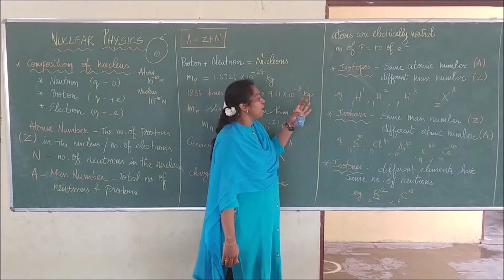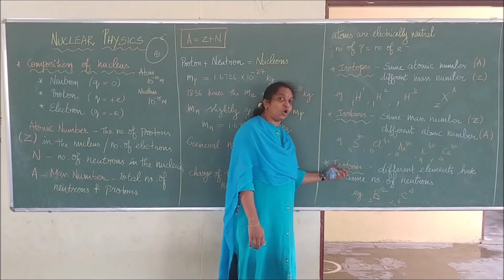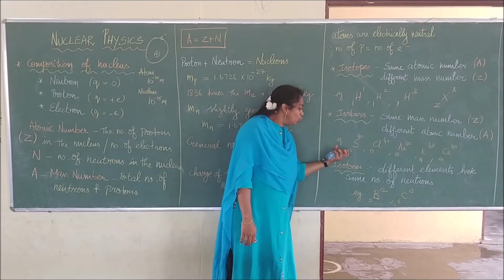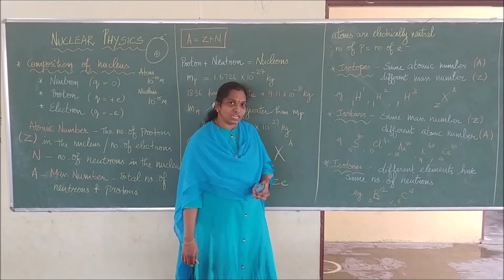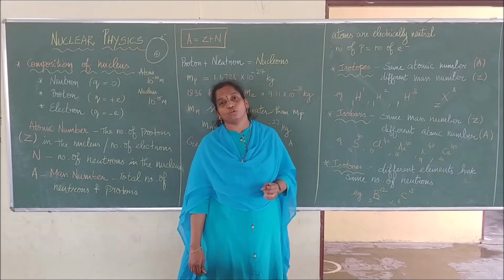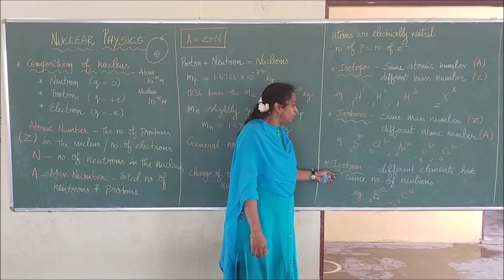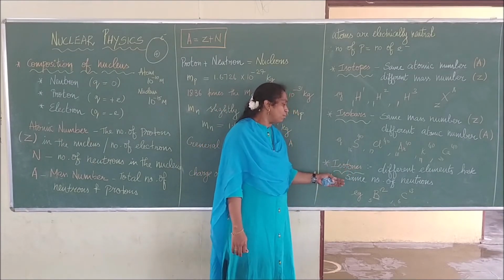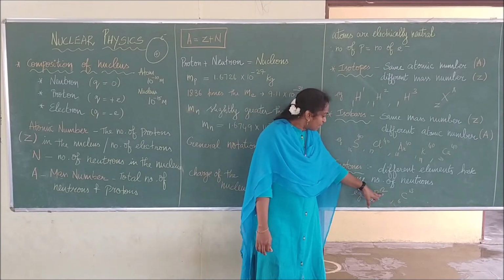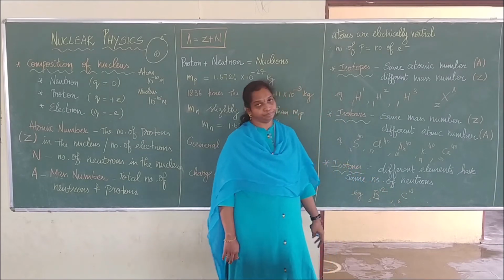So isotopes and isobars done. The last one is isotone. What do isotones stand for? Different elements which have the same number of neutrons are called isotones. So different elements having the same number of neutrons. Here you can see, if I take boron and carbon, if I subtract 12 minus 5, 13 minus 6, what do I get?